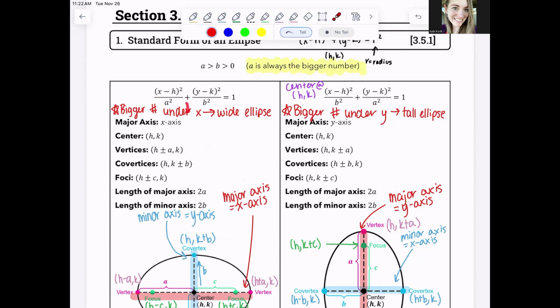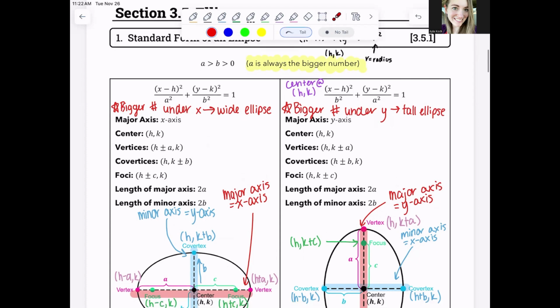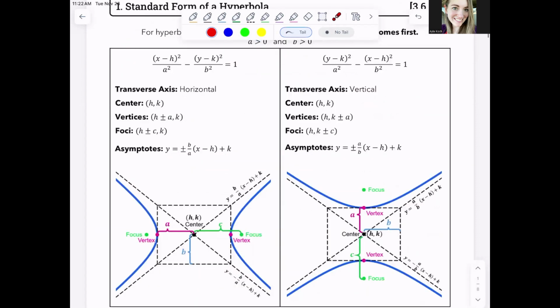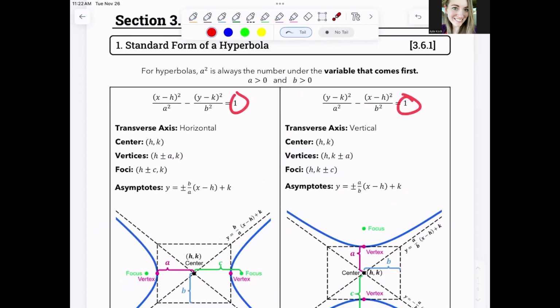And then there was a plus sign in between these, and the right side is 1. If you look over here, the right side is still 1. Instead of a plus between them, there is a minus. And you'll notice that a squared always comes first and b squared always comes second. The thing that's changing is that y is in front here and in back there, and for the x's, it's in back there, but it's in front here.